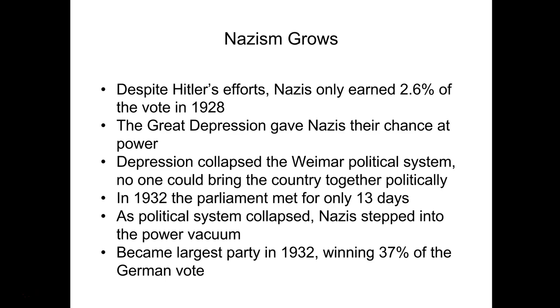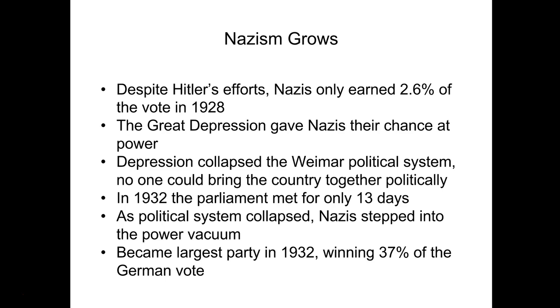So that's how that works. The Great Depression hits Germany shortly thereafter, and this gives Nazis their chance because the Depression collapses the Weimar Republic, and no one is able to bring the country together. Everyone's disagreeing. There's all sorts of different opinions on what should be done to fix the problems. And here's Hitler offering, hey, here's a simple explanation for why things are terrible. It's the Jewish people's fault.